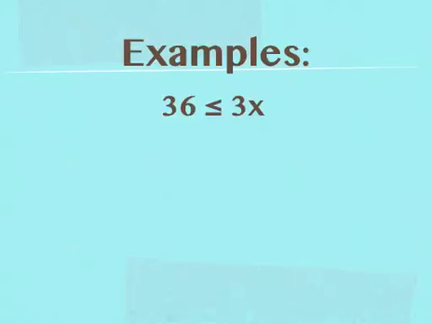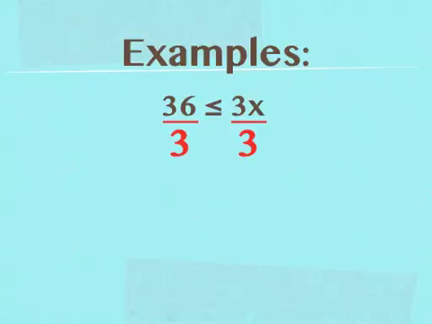The next example, we have 36 is less than or equal to 3x. We always look and ask ourselves what's happening to our variable x. In this case, our variable is being multiplied by 3. The opposite of multiplying your variable by 3 is dividing by 3. Whatever you do to one side of your inequality, you have to do to the other.